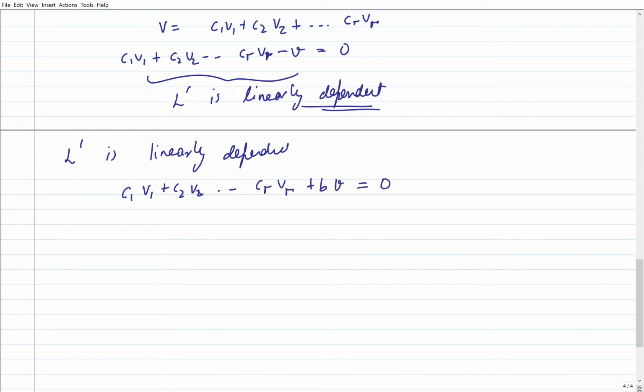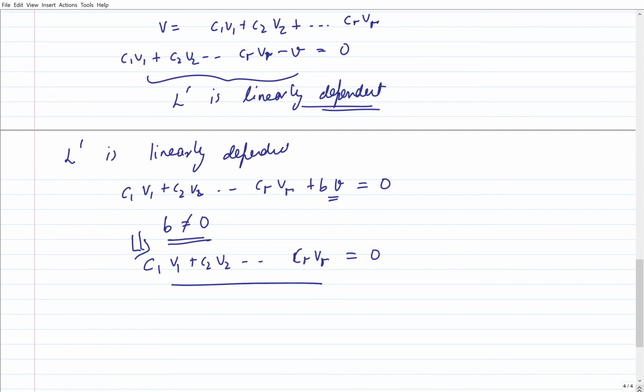This condition holds if L prime is linearly dependent. Well, we can argue that B is not equal to 0, because if B was equal to 0, I would have another linear relation. B equals 0 implies this, and we know that this cannot be true because we started with L being a linearly independent set. Hence, this is not true. Hence, B is not equal to 0.